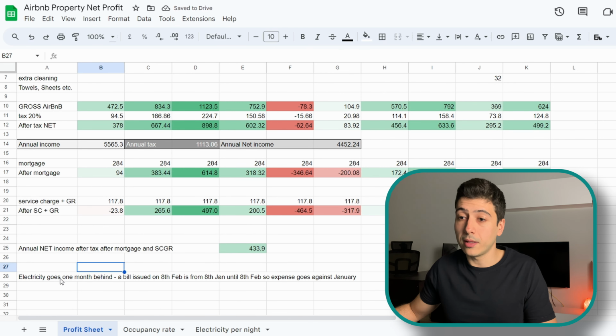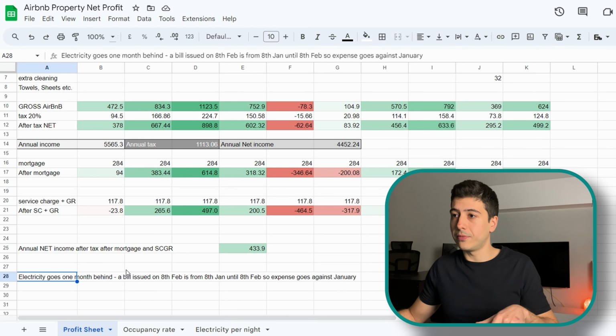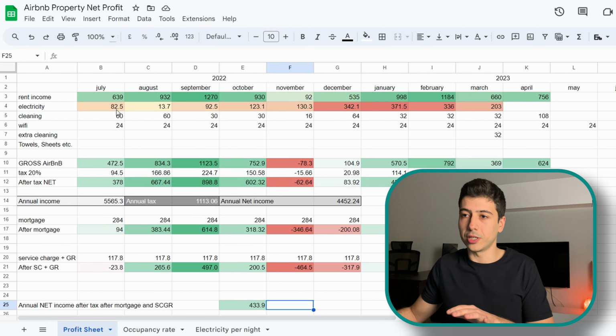And also here at the bottom, I've left a note for myself saying electricity goes 1 month behind. A bill issued on 5th of February is from 5th of January until 5th of February, so expenses go against January. And that's worth mentioning because, for example, here, probably I would have gotten my cost for July's electricity in August. So when you get your utility bill, make sure to reflect on the spreadsheet the period it covers and not get confused with the period you've received it on.